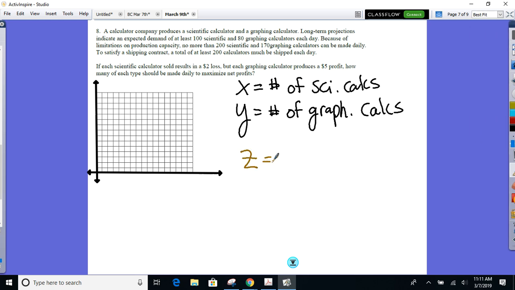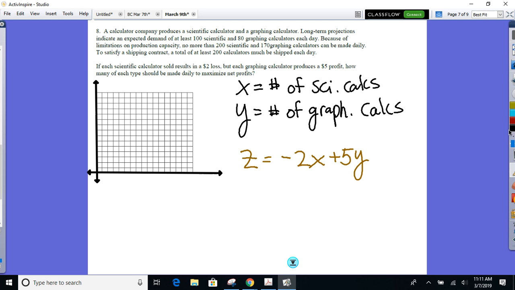So when you go write that z function, what happens with the scientific calculators? It's a $2 loss, so how can I write that? Well, if it was a $2 gain, you would just write 2x, right? Well, it's a loss instead, so negative 2x. Plus how much for the graphing? 5y. If you want to write 5y minus 2x, that's fine too, whatever floats your boat. Everyone all right? Why the negative 2 there?